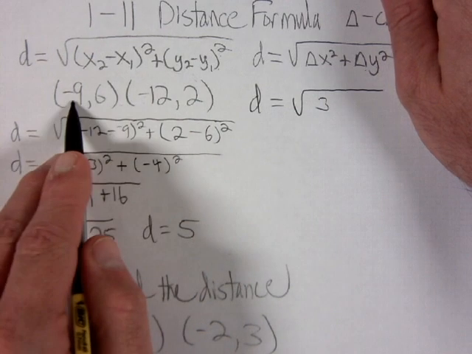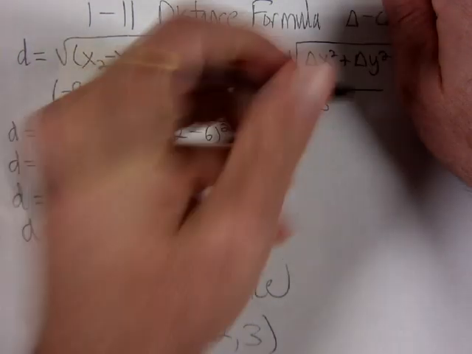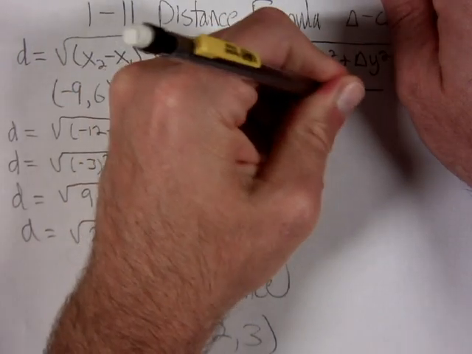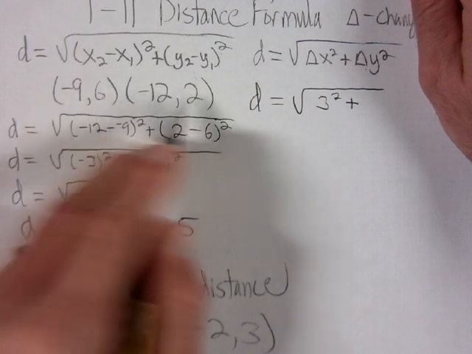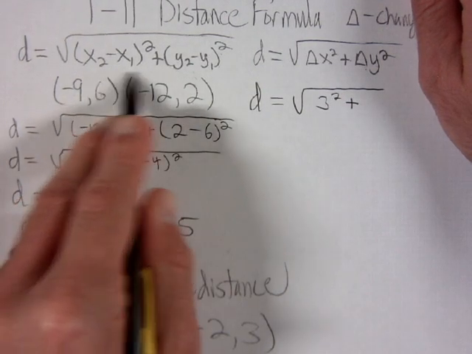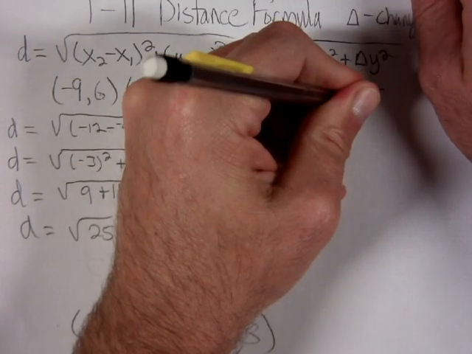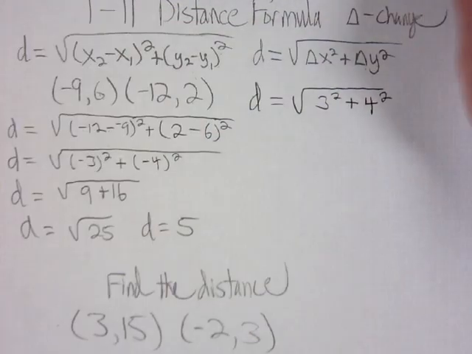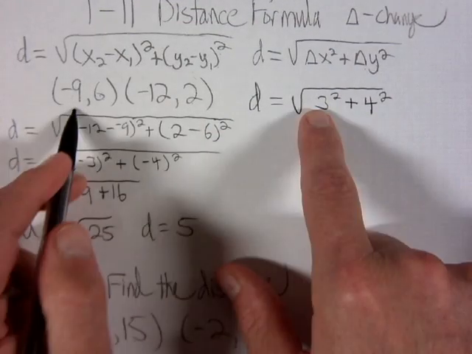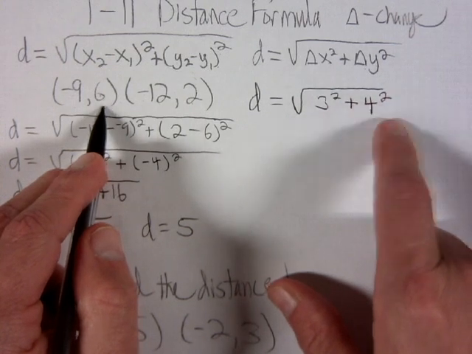So negative 9 to negative 12 is a change of 3. It changed by 3. So that's 3 squared plus, all right, change in y. Y goes from 6 to 2. It's going down by 4. But we just write it as a change. What's the change? It changed by 4. So that'd be 4 squared. Okay, so the change in x is 3. The change in y is 4. I just plug those 2 numbers in there and square it.